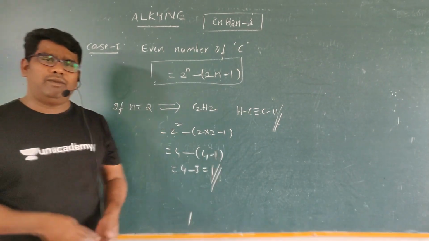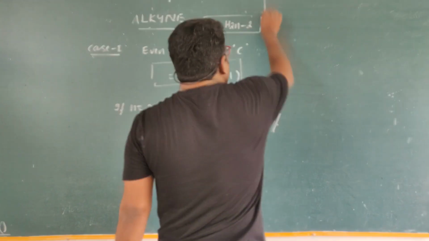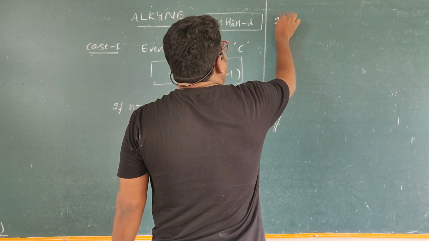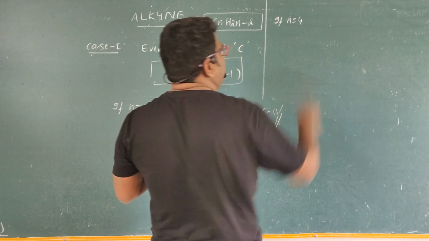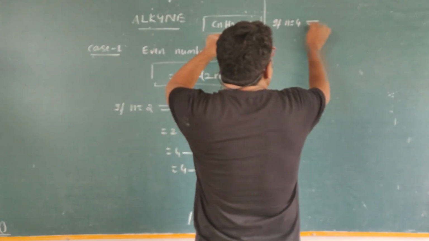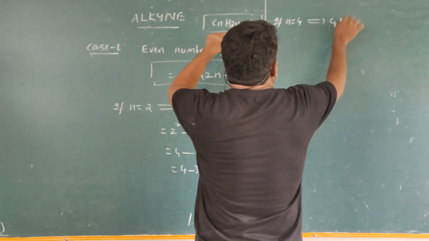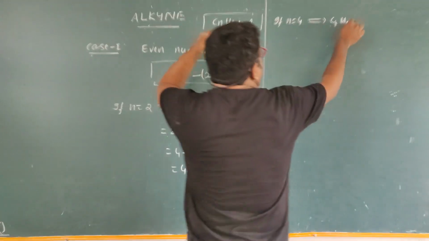Only single. Okay. And next, if n is equal to 4, an even value, what is the molecular formula first of all? C4H6, since 4 times 2 is 8, minus 2 gives 6, so C4H6.